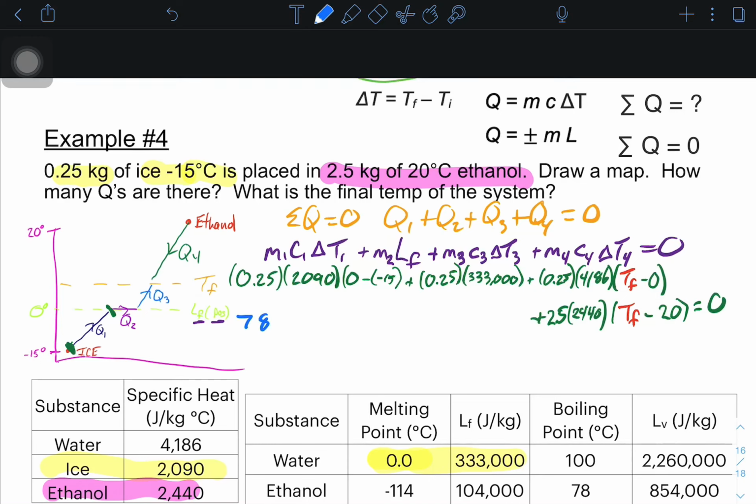Q1 is 7837.5. Q2 is 83250. My Q3 is 1046.5 times TF minus 0, plus 6100 times TF minus 20, which is equal to 0.